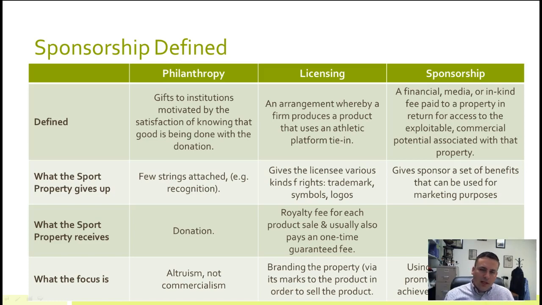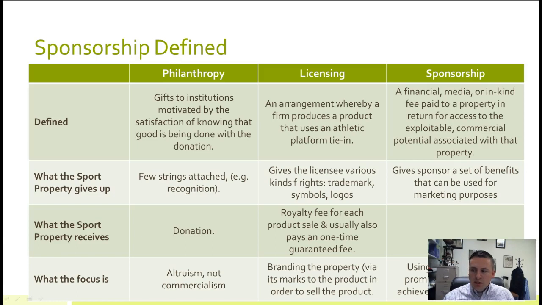That is different from philanthropy, in that philanthropy is a gift without expectation of return. Licensing is asking for the rights to use the logo or the likeness to produce a product to make a profit. And that, again, is separate and apart from sponsorship, which we just mentioned, which is a financial, media, or in-kind fee paid to a property in return for access to exploitable commercial potential that's associated with that property.